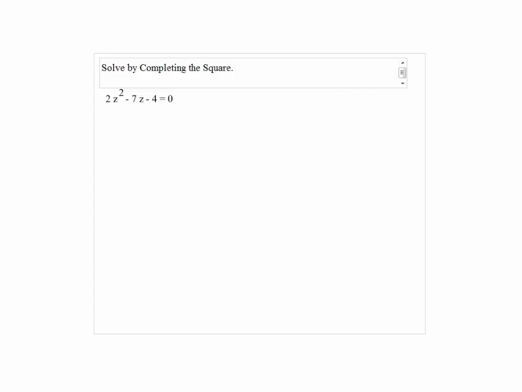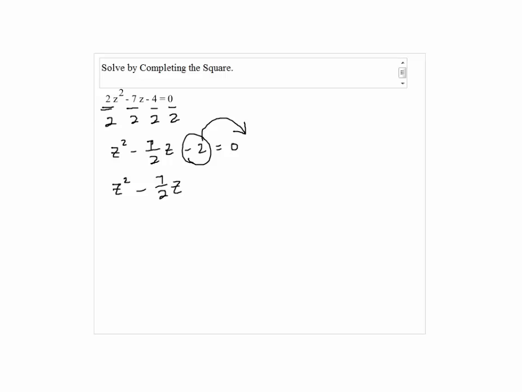Solve by completing the square. Since a is 2, we're going to divide all terms by 2 so that we have a equals 1. So z squared minus 7 halves z minus 2 equals 0. Now we move the constant term to the right hand side, so we have z squared minus 7 halves z equals 2.